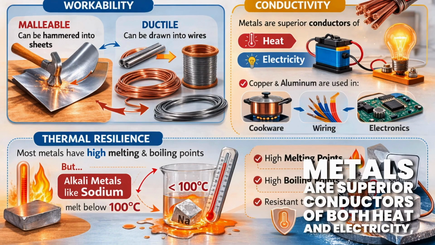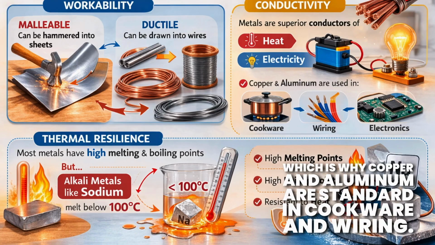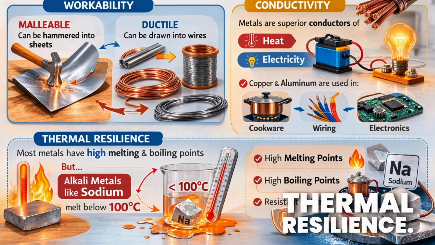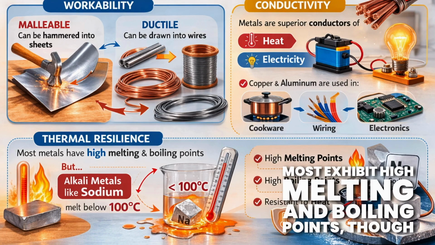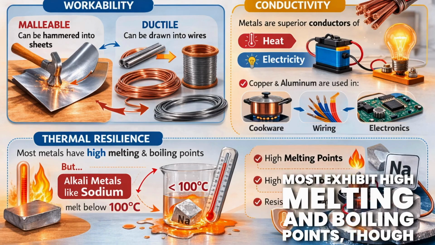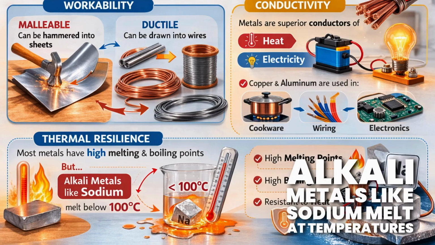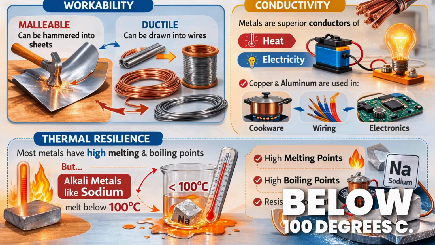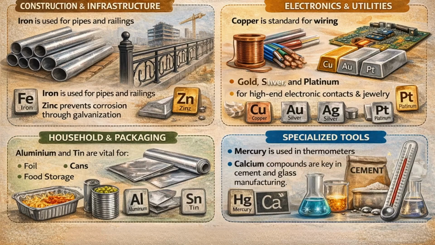Conductivity. Metals are superior conductors of both heat and electricity, which is why copper and aluminum are standard in cookware and wiring. Thermal resilience. Most exhibit high melting and boiling points, though alkali metals like sodium melt at temperatures below 100 degrees C.